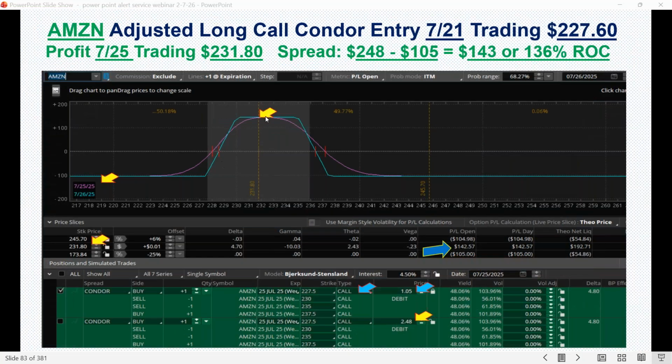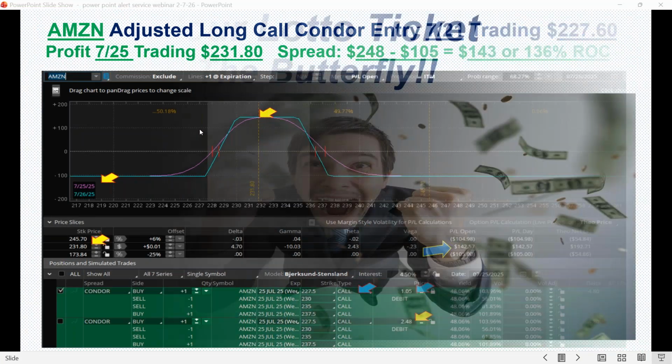And then it went out right there, right in the middle of the range. So pretty much max profit there, going out right there. So it was up, went from 105, the spread cost, to 248. So up $143, 136% return on that adjusted long call condor.